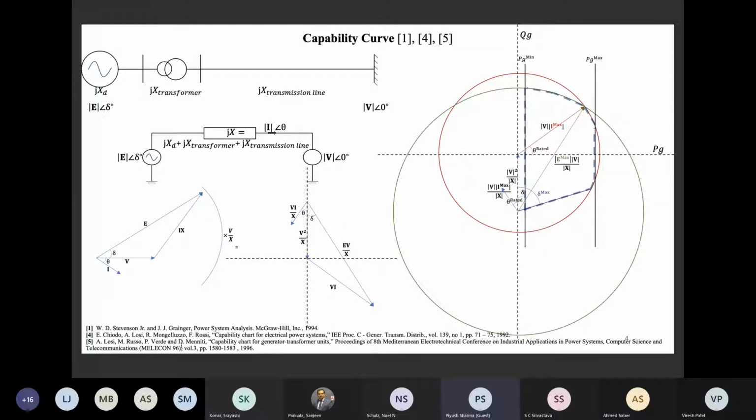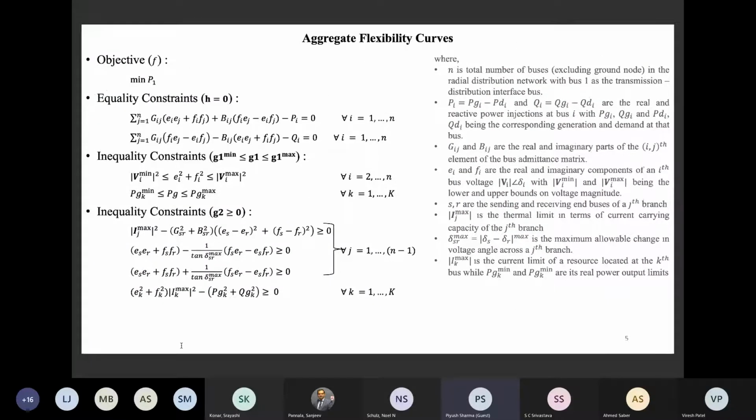Now the same idea can be taken over to obtain flexibility curves, aggregate flexibility curves at the transmission distribution interface bus for an active distribution network. So the formulation is like that. We maximize, let us say, the real power that can be injected at the transmission distribution interface bus from the distribution to transmission network, subject to the equality constraints, which are nothing but the power balance equations at each and every bus in the network.